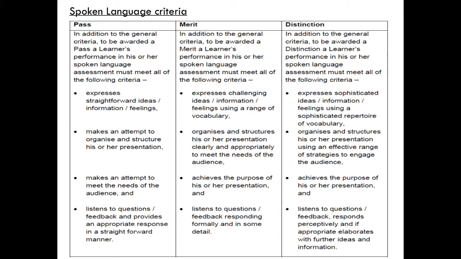is distinctive. We have a lot of exemplars. We have heard Martin Luther King Jr.'s speech. We have heard Barack Obama's presidential speech, and we know that they use a lot of rhetorical devices, a lot of rhetorical features to get the audience on side. So you have the examples of a distinction, a pass, and a merit that will help you.